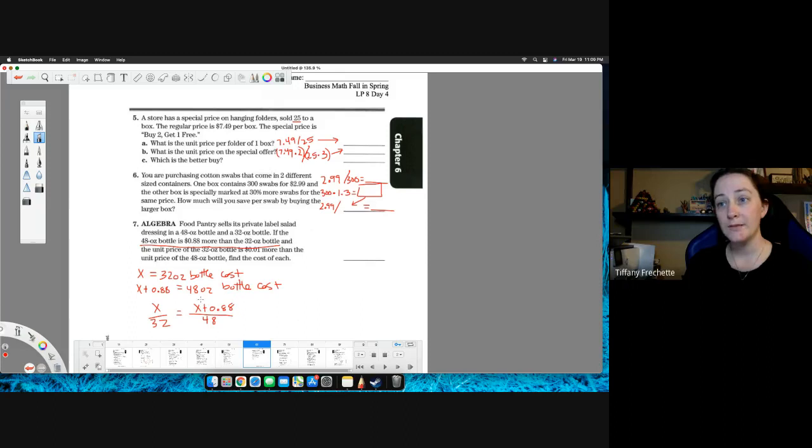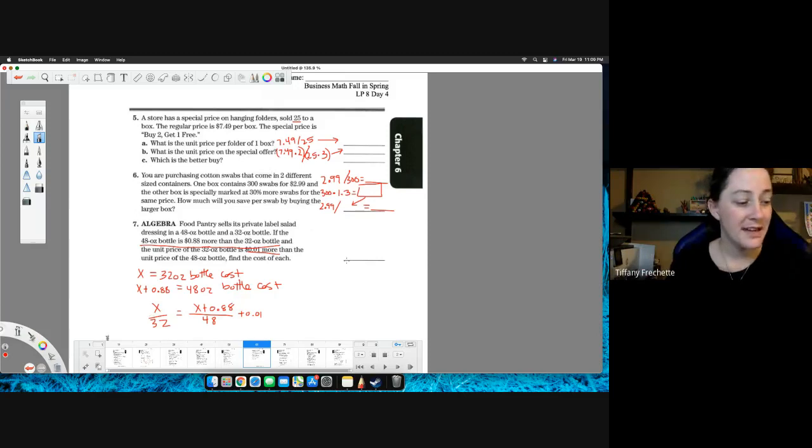So price, remember this is the price of the 48 ounce bottle divided by 48. That brings our unit cost. But now we have to add a penny to it because that's what they told us. The unit price is 1 penny more than the unit price here. So the 32 ounce bottle is 1 penny more. So we have to add a penny to it on this side in order to make it equal the other side. So again, a little bit of a tricky riddle kind of a problem that they're doing here.